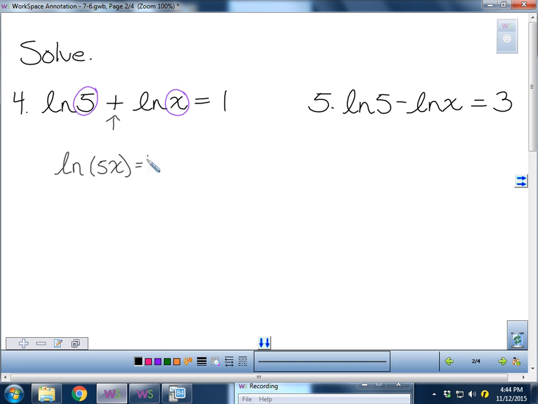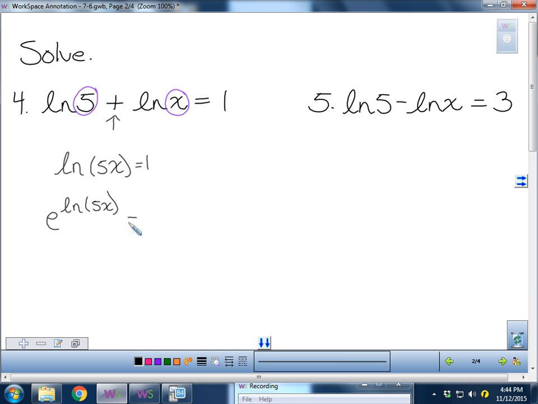equals 1. Now that I have one log by itself, I need to get rid of the natural log. The only thing that cancels out a natural log is if you take e and raise it to that natural log. Then they're inverses and they cancel. So I'm going to take an e, and I'll just say e both sides. So I take e and I raise it to the left-hand side.